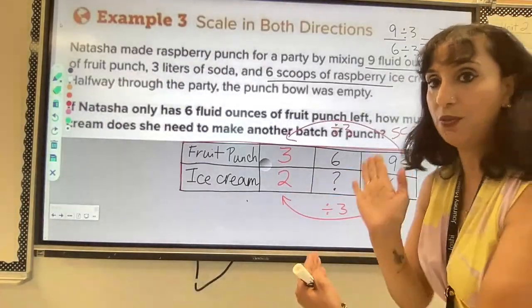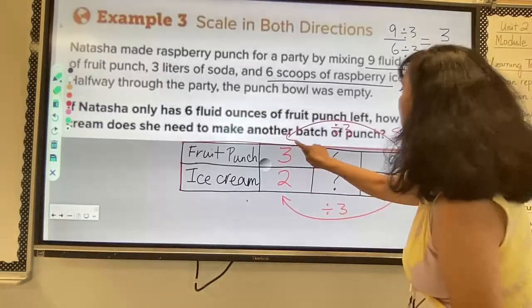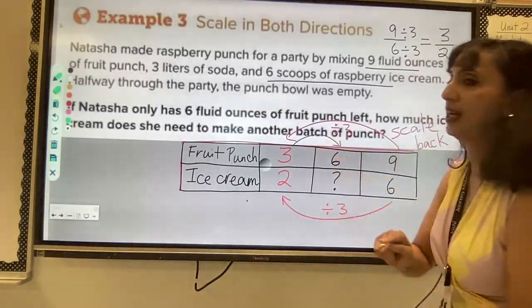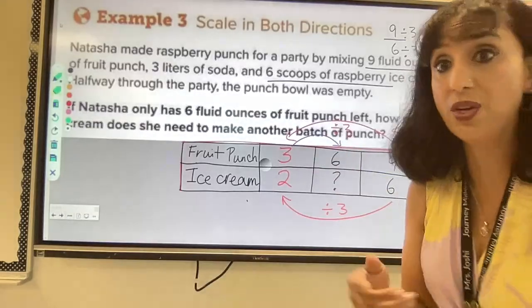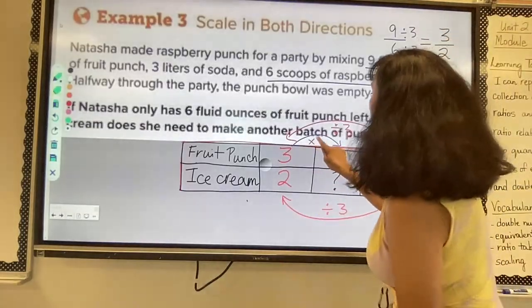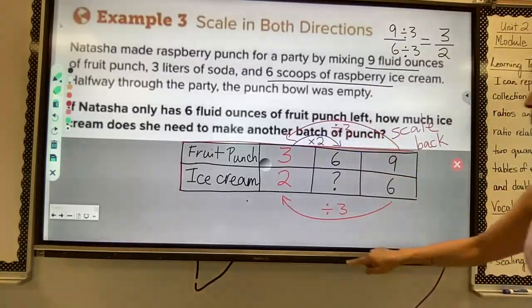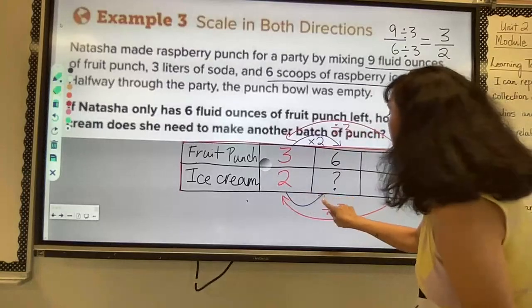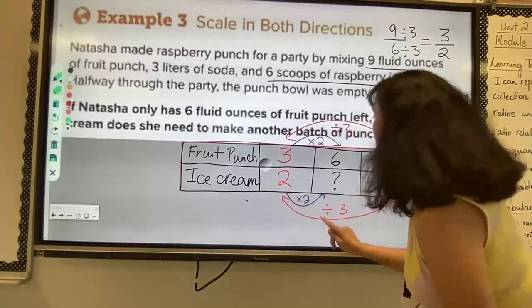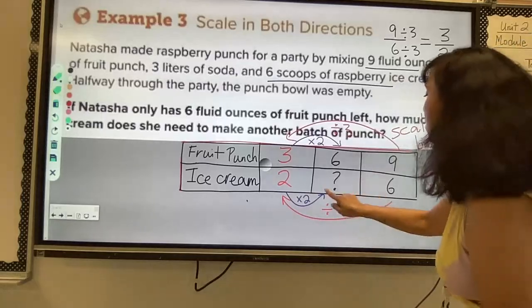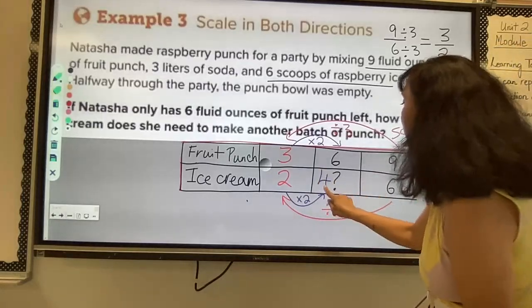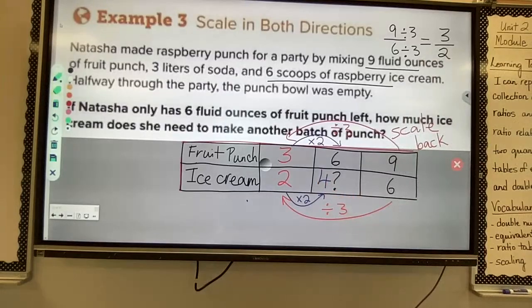That means I am going to multiply, because 3 times what gives me 6? 3 times 2 gives me 6. Right? So whatever I do to the top, I do the same thing here. This is times 2. And what is 2 times 2? This unknown value is going to be 4 ice cream scoops.